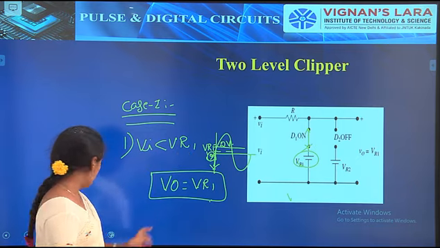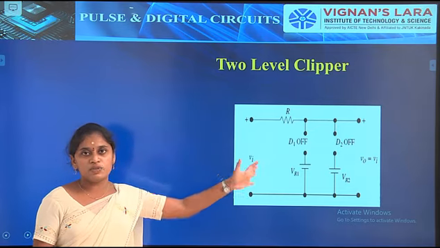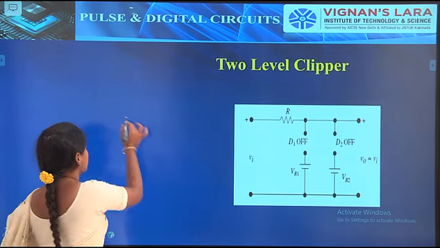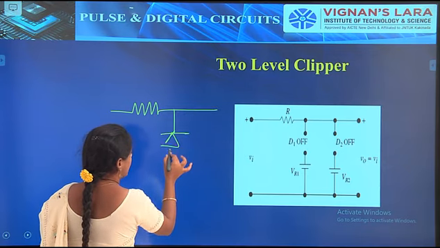Then we go for the second condition, that is, at which condition both diodes will be in the off condition. So this is an input signal, and this is the diagram. First the diode cathode.